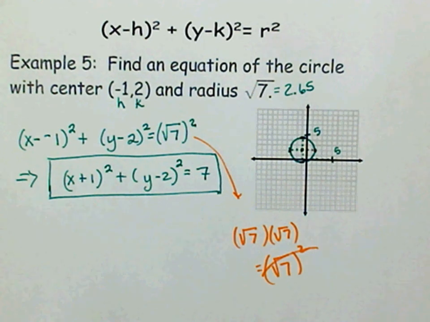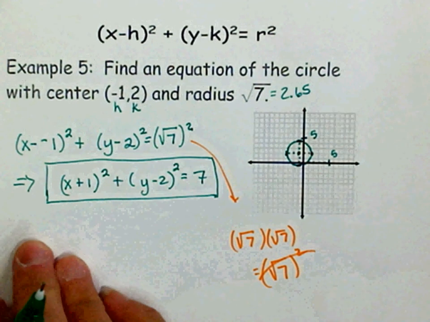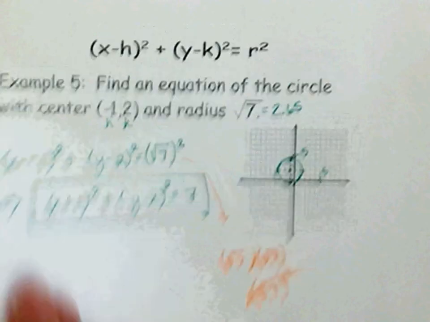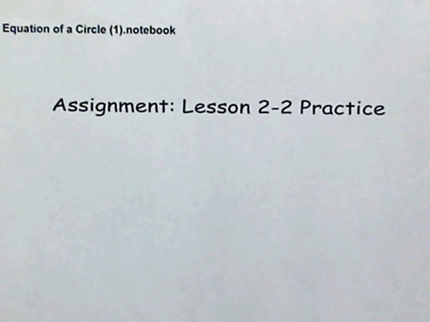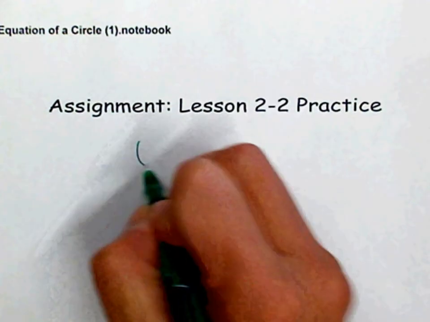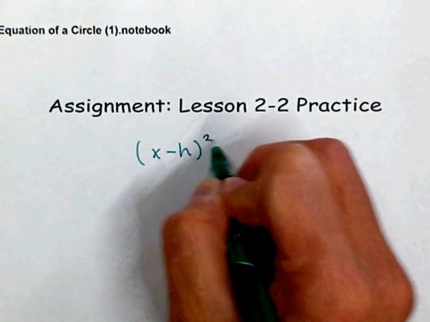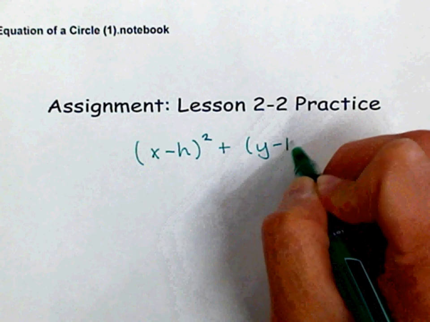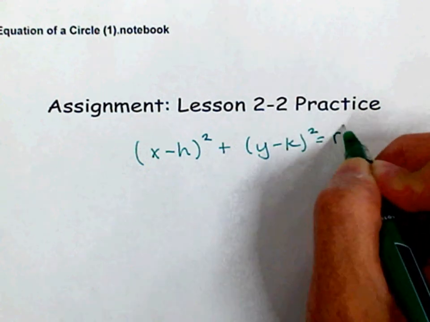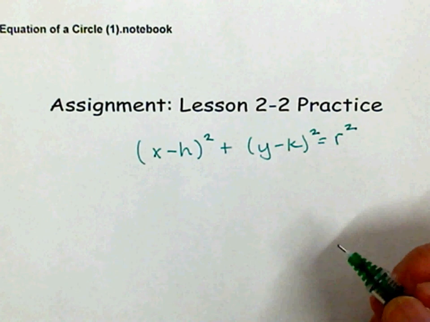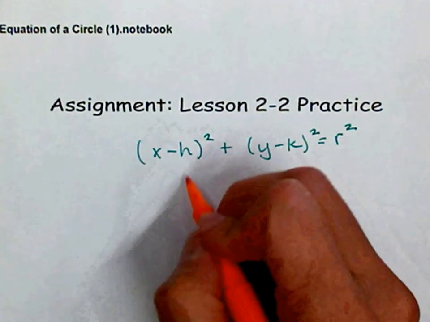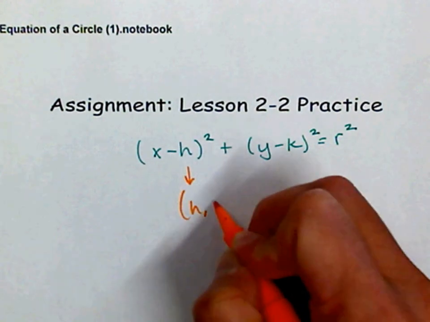And there you have your lesson. So remember, here's the equation of a circle. X minus h squared plus y minus k squared is equal to r squared. And it is derived from a squared plus b squared equals c squared. And just remember that your h and your k is your center, and the r is your radius.